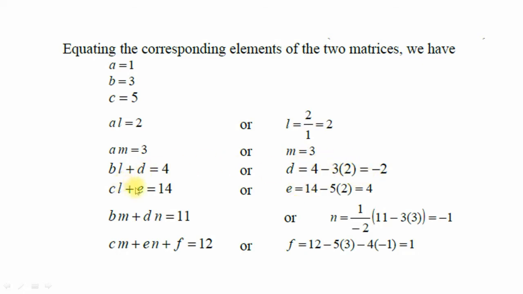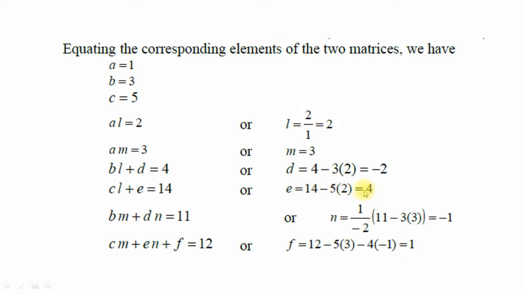Now CL plus E is equal to 14, and we can write E is equal to 14 minus CL. The value of C is 5 and the value of L is 2. So E is equal to 14 minus 5 into 2, 2 fives are 10.